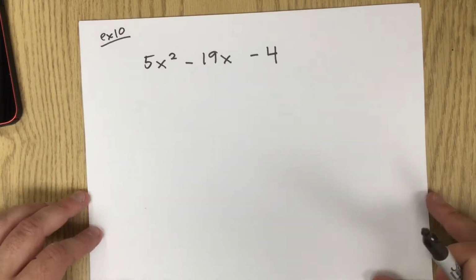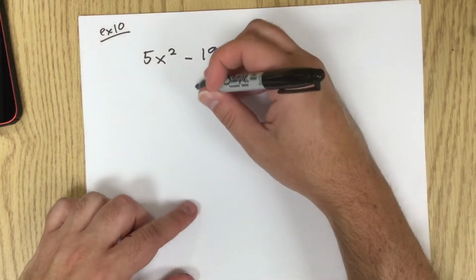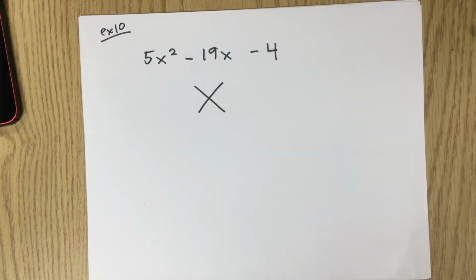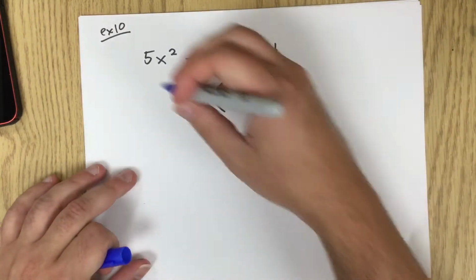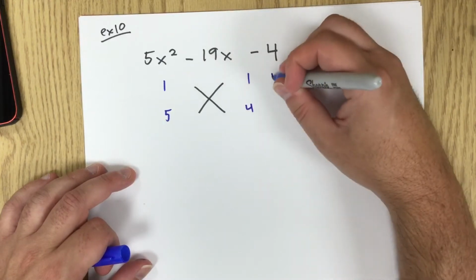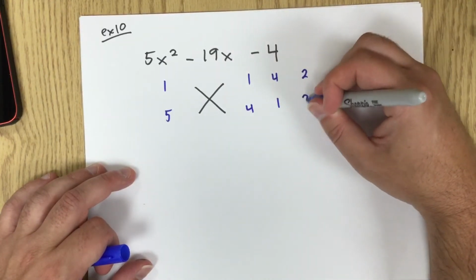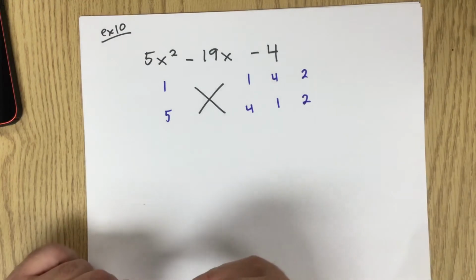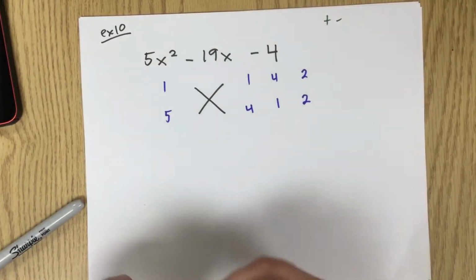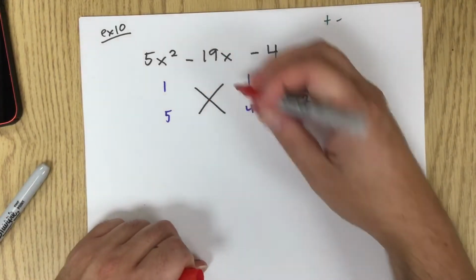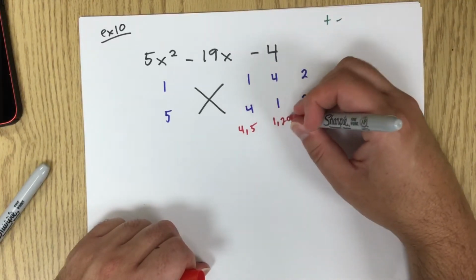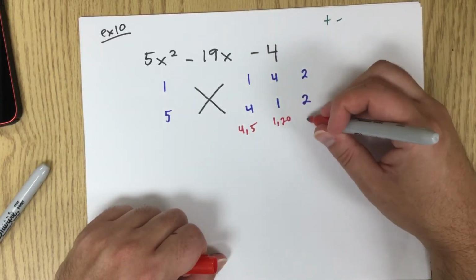Example 10. Same idea. So this one's just practice now. 1 and 5, 1 and 4, 4 and 1, 2 and 2. We don't have to flip the 2 and the 2 because it's the same thing. The last number is negative, which means it's going to be a positive and a negative. I should have done the red numbers first. 1 times 4 is 4, 5 times 1 is 5, 1 times 1 is 1, and 20, that's going to be the winner.